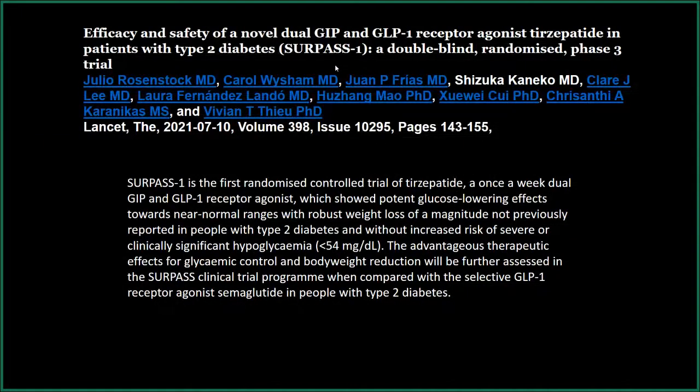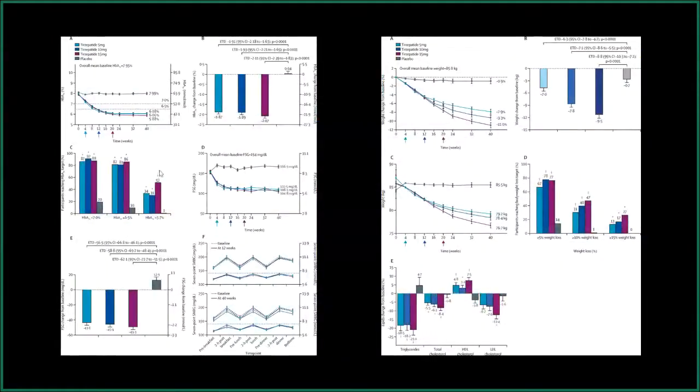This is SURPASS 1, a randomized controlled trial of tirzepatide once a week. This showed important glucose lowering effects towards near normal ranges, with robust weight loss of a magnitude not previously reported in people with diabetes, and without an increase in hypoglycemia. The advantage was a bit more than what you would expect from GLP-1 alone. So this combination was quite effective. This is the data from this particular study.